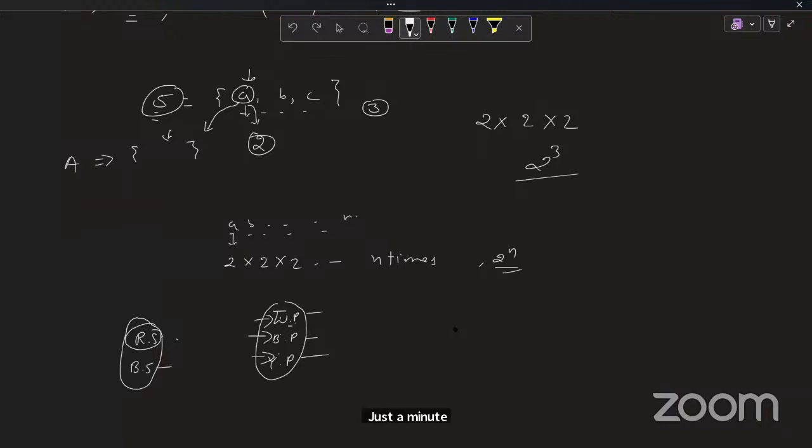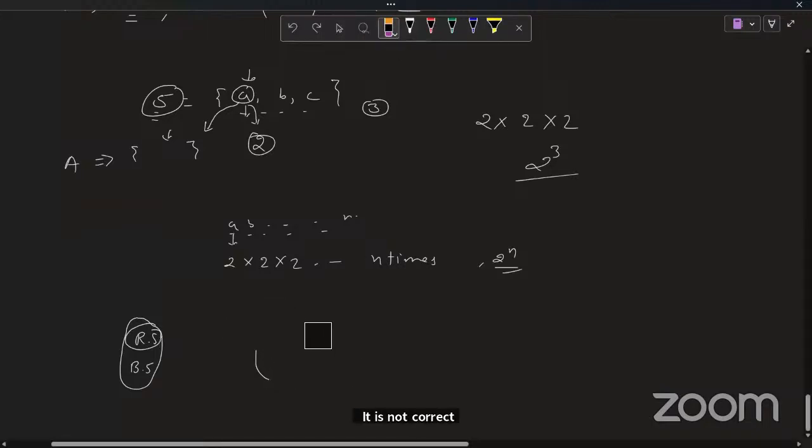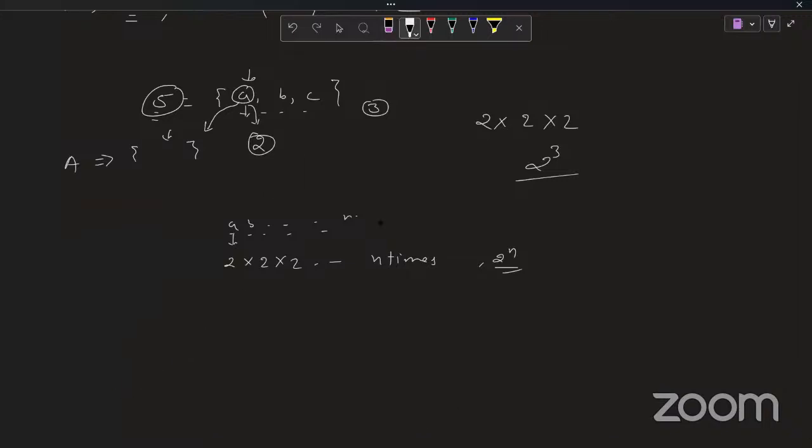Sir, the red shirt will get mapped 3 times and the blue shirt will get mapped 3 times. So the total will be 3 plus 2, 6. No, it's 3 plus 2, 6. This is not the correct question. Yes, sir. Example for that. Just a minute, I will give another example. Okay, I'll give you the small example where you will get 9.